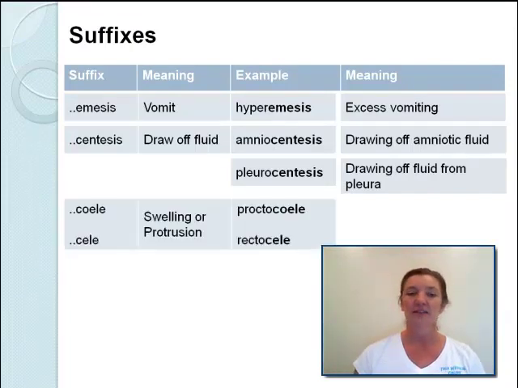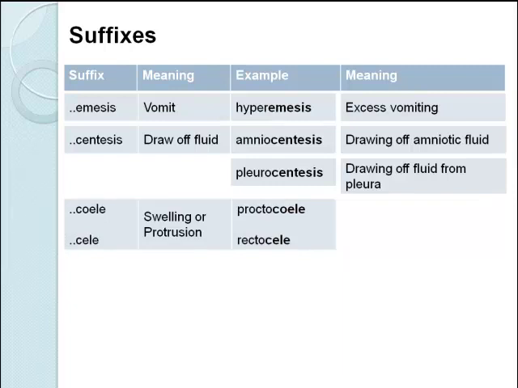Cele, spelled with an O or not, means swelling or protrusion. Proctocele would be a swelling or protrusion of the rectum into the vagina. Or another term meaning exactly the same thing would be rectocele, rect referring to rectum. So what can happen after childbirth? A lady's vaginal wall may be very weak, and so the rectum can bulge through that weakness, a type of hernia, when something bulges into something else.